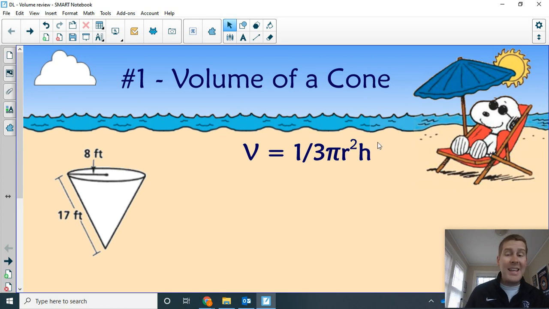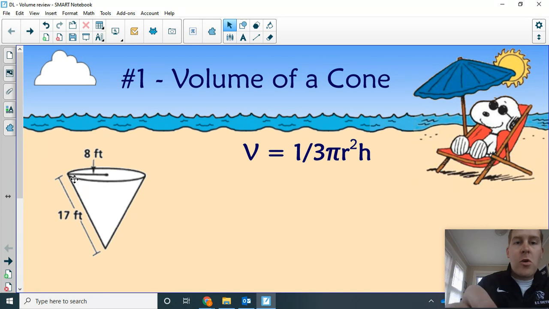So this one is a little bit tricky because we did not give you what the height of the cone is. Instead, we're given the slant height. See how the slant height's along the side of that cone? But for volume, we need the actual height. I went over this process with you guys when I talked about volume of a pyramid. Same thing applies here with the cone.